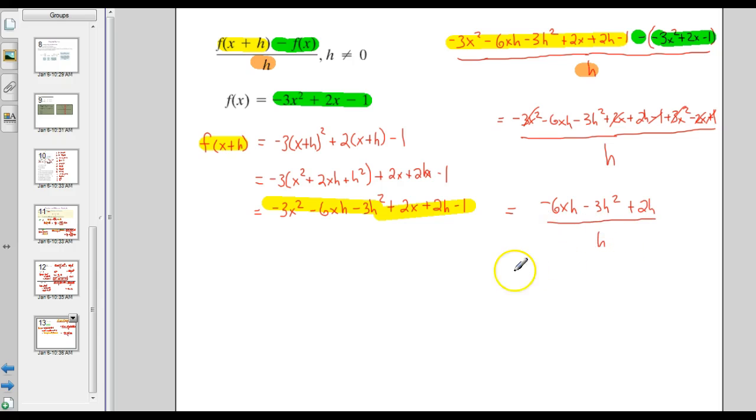And then if we do like we do in every one of these problems that have an x squared at the beginning, pull out that common h, we have a minus 6x, a minus 3h, and a plus 2. All over h, and then the h is canceled. We have the minus 6x minus 3h plus 2 as our difference quotient.